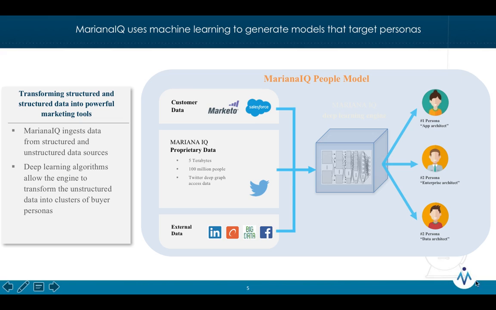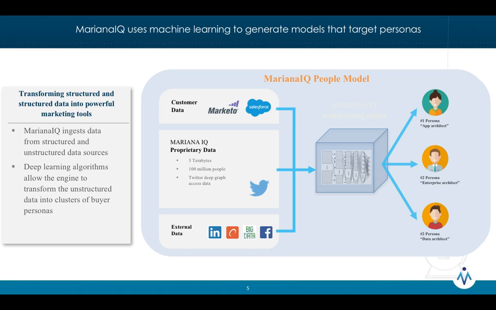This example that you see in front of you is for a client of ours. They came to us saying, hey, we need to talk to an architect. But once we did the analysis, we found that there are actually 3 types of architect: an app architect, an enterprise architect, and a data architect. And all that they wanted to do was to target the data architect. So this ability to automatically create models constitutes the key differentiation that Mariana has.